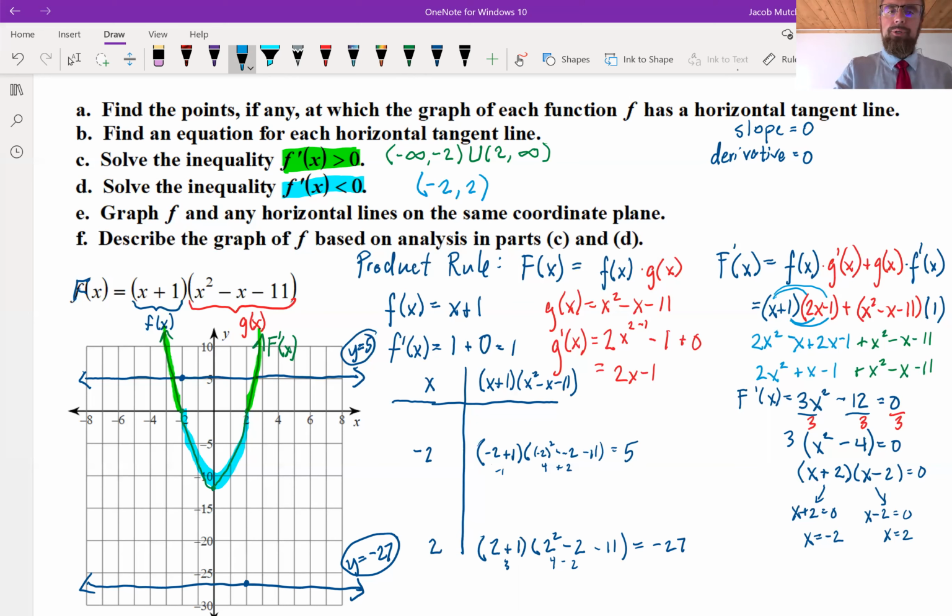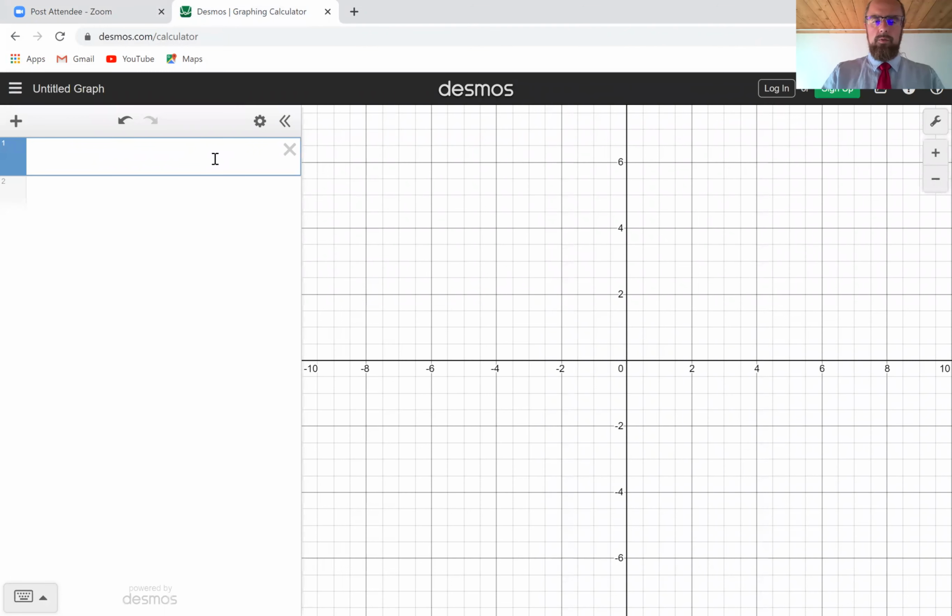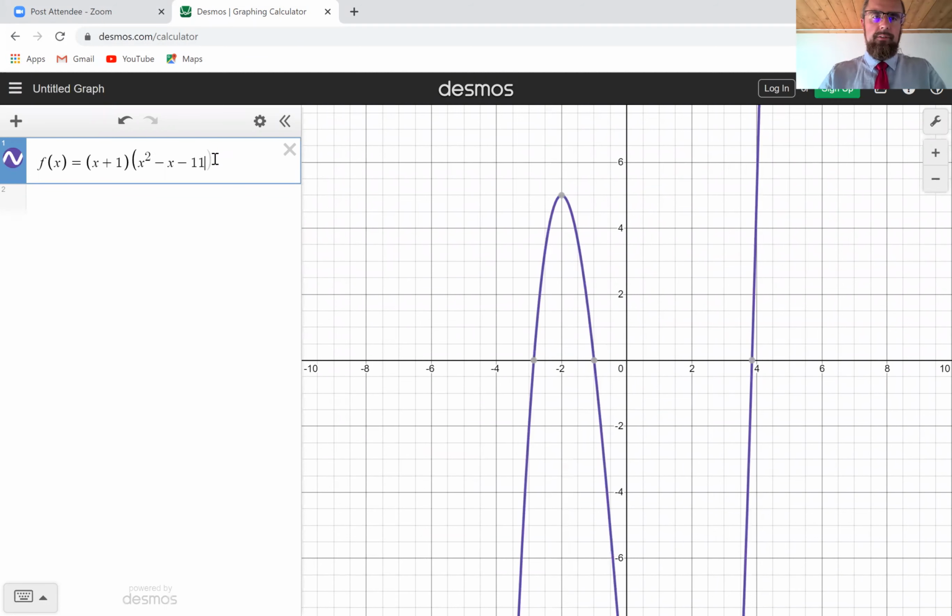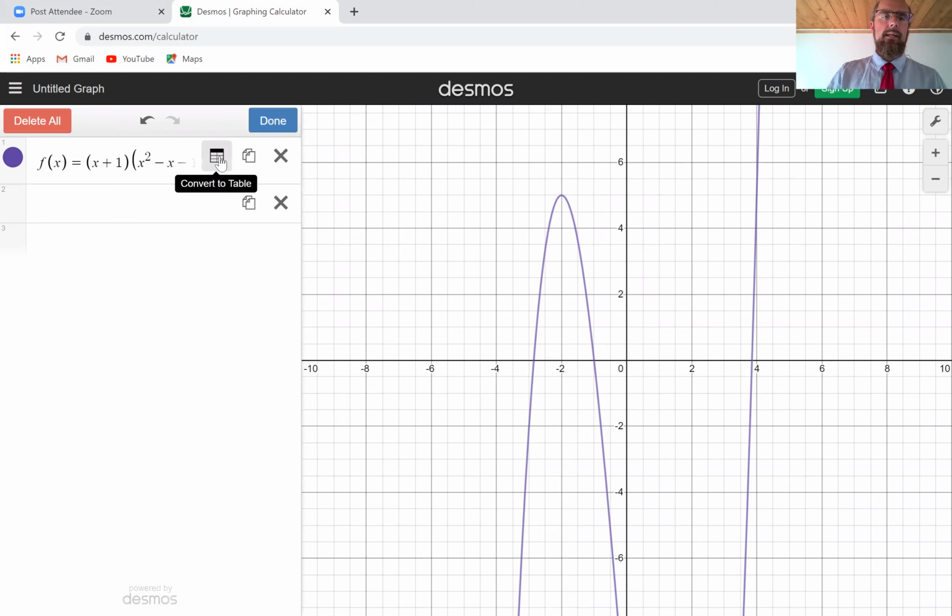So I'm going to turn back to my table here, and I'm just going to put some other x values, -3, -1, 0, 1. And let's go to 3. And I'm going to head over to Desmos just to get a table real quick. So I've written down the original function. Let's go grab a table. So this is f of x equals, again, this is the original. So x plus 1 times the quadratic x squared minus x minus 11. So I can see it's a traditional cubic function, left arm down, right arm up, got a curve in the middle there. But again, I want a table.